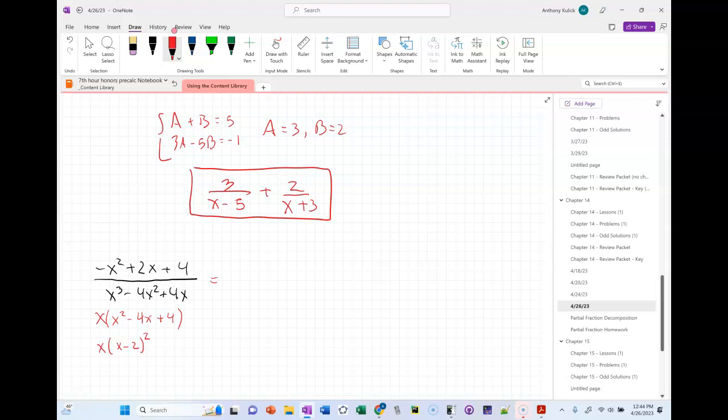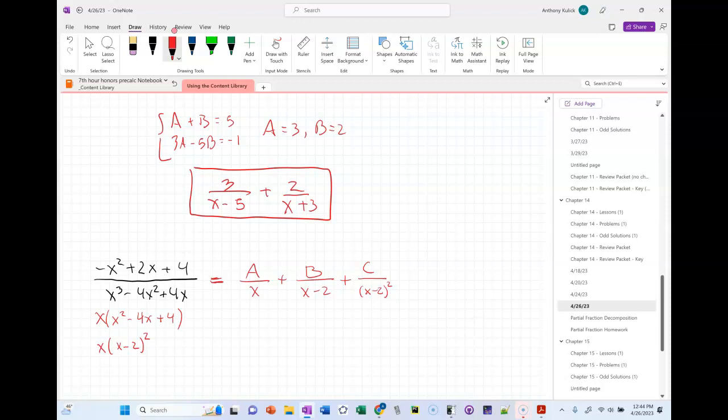All right, so let's do our partial fraction decomposition now. What's one fraction I need? A over x. Great. What else? B over x minus 2. Great. Anything else? Cx plus... Oh no. Just c over x minus 2 squared.